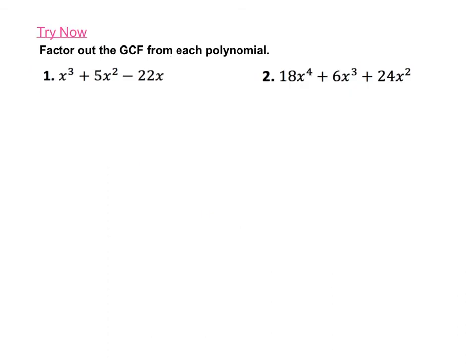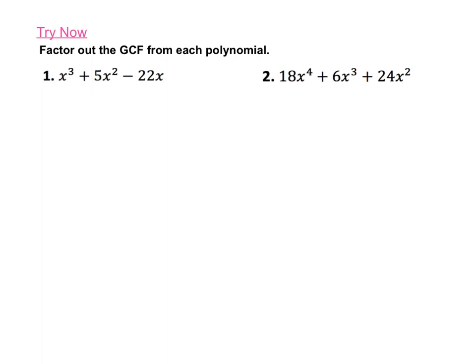I know factoring out the greatest common factor from a polynomial is kind of tricky at first. So there's four try now problems. I want to do number one and number two together with you for two additional examples. And then you can try number three and number four all by yourself.